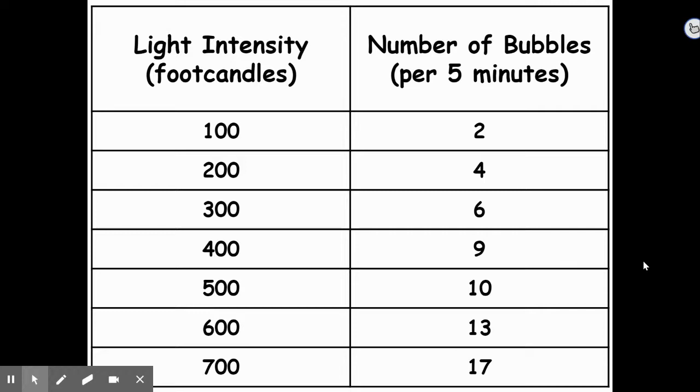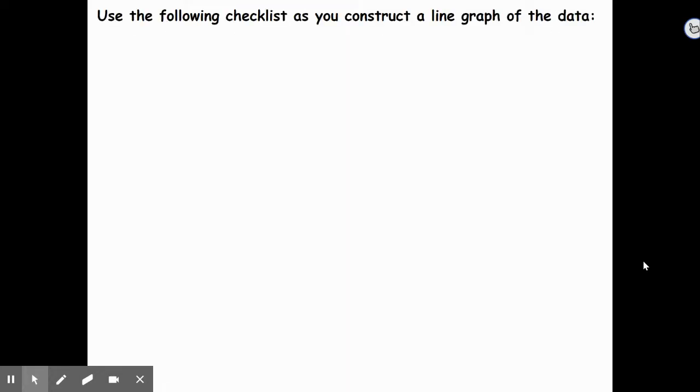You can see that as our light intensity went up, the number of bubbles also went up. By the way, we call that a direct relationship. If the dependent variable goes up as the independent variable goes up, that's called a direct relationship. All right, so a little checklist.